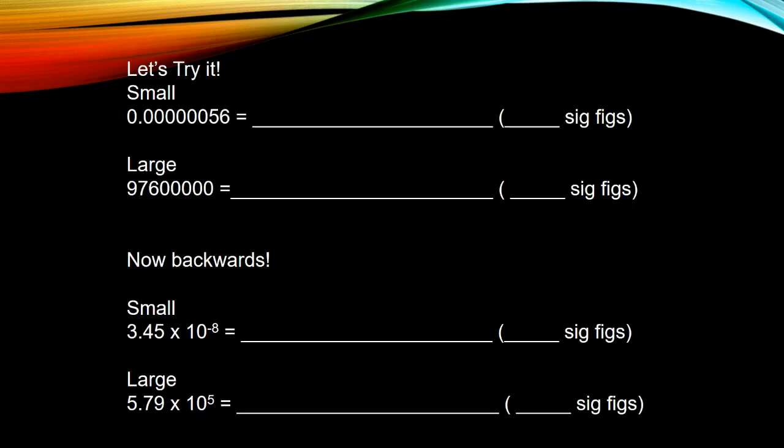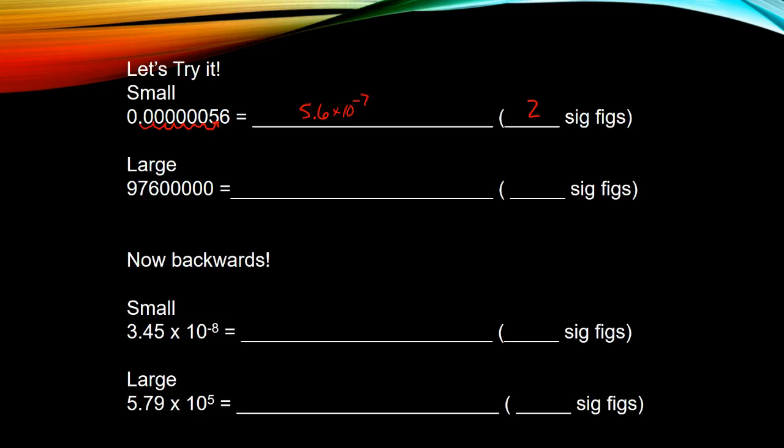All right, so let's look at it. If we have a really, really small number, remember this would be where we have a negative power of 10. And so for this, 0.00000056 originally has two sig figs. So in scientific notation, it should keep those two sig figs. So it would start off with 5.6 times 10, and then let's look at the power. We want to move the decimal between the 5 and the 6. So it should be 1, 2, 3, 4, 5, 6, 7 spots. So it's 10 to the negative 7th.